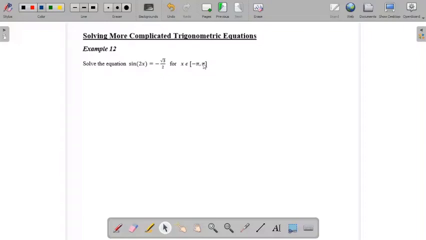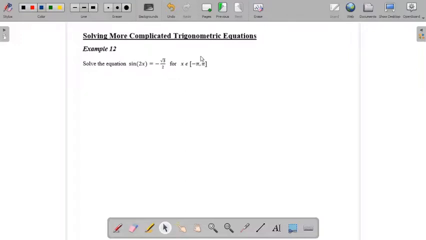Okay, so we've looked at some basic trig functions, and now we need to look at some that are a little more complicated. Okay, and so let's have a look. We approach it the same way, but there's a few things different. So this example 12, we've got sine 2x is equal to negative root 3 over 2. And our domain is from negative pi to pi.